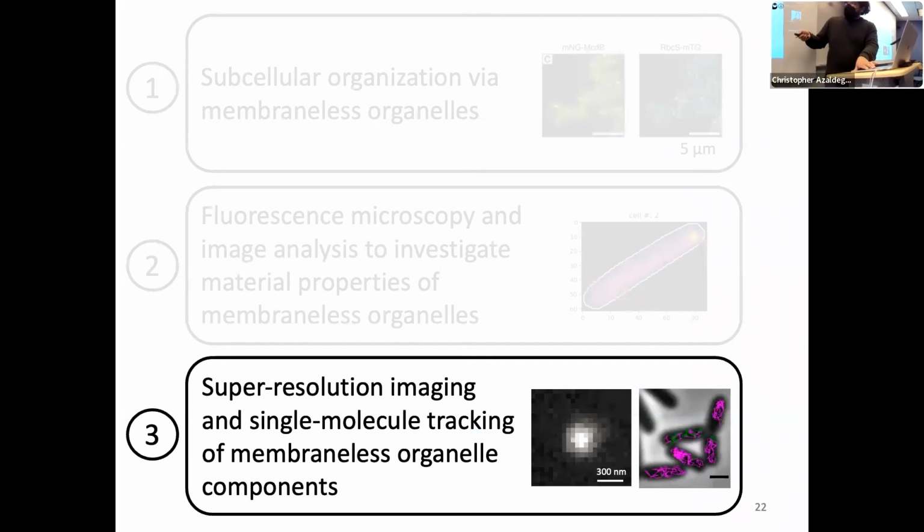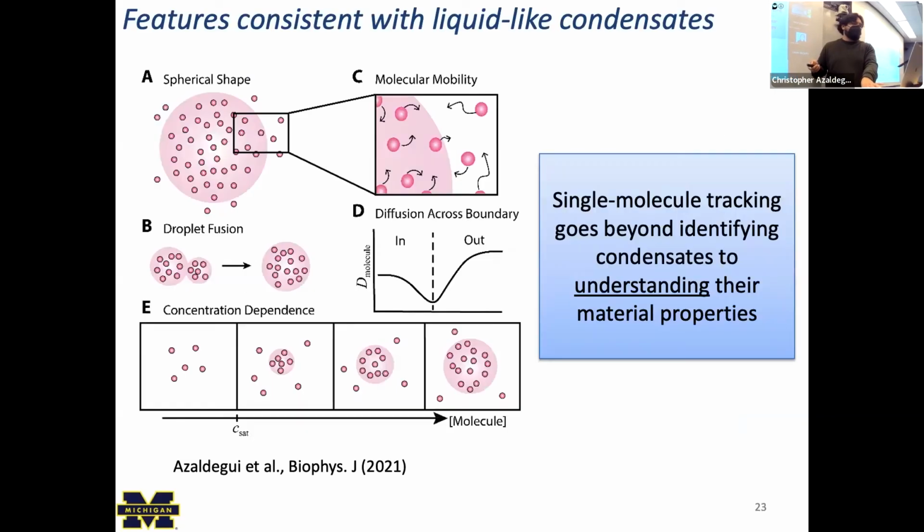So finally, I want to talk about the implementation of super resolution imaging as well as single molecule tracking of these specific proteins to get a better idea of the dynamics that are occurring here. Earlier I introduced these different features that are characteristic of liquid-like compartments. However, given that bacteria are quite tiny, ensemble fluorescence imaging techniques only provide us a limited view and measurement of what's actually happening here. So we're implementing these highly sensitive techniques that provide us nanometer scale details to get a better understanding of the material properties of these proteins.